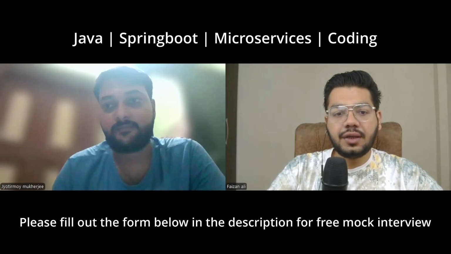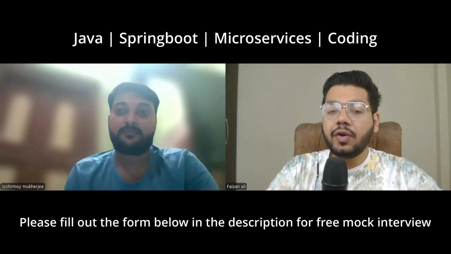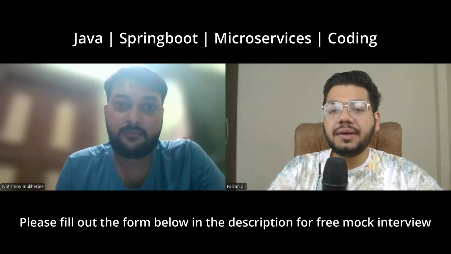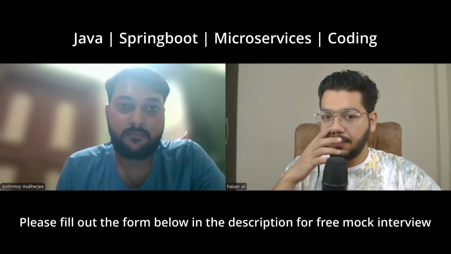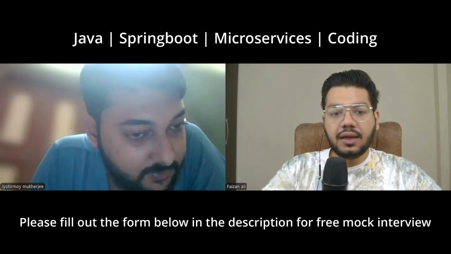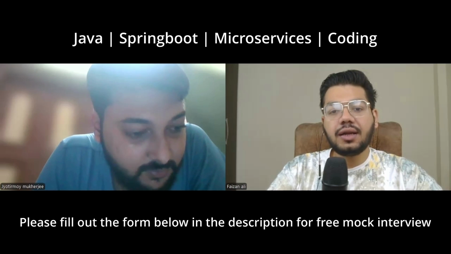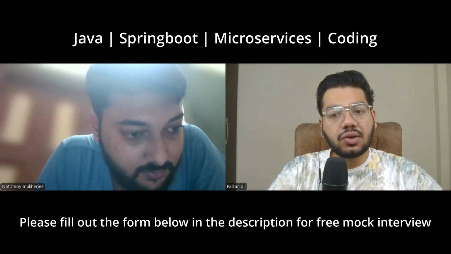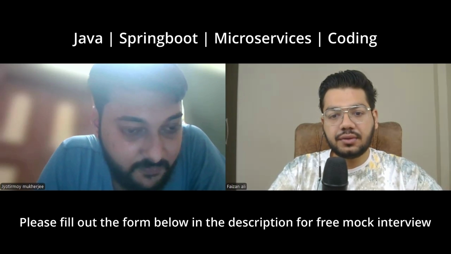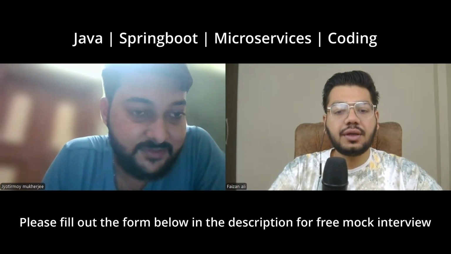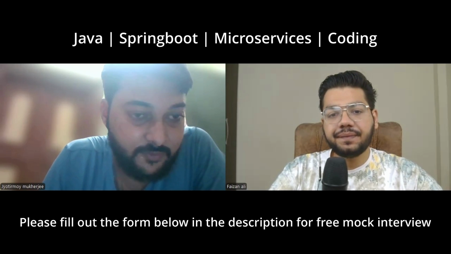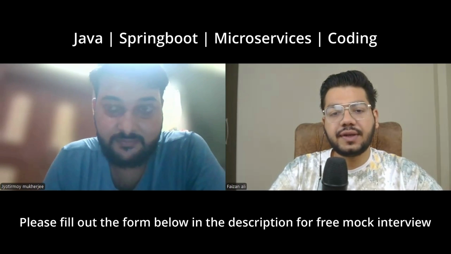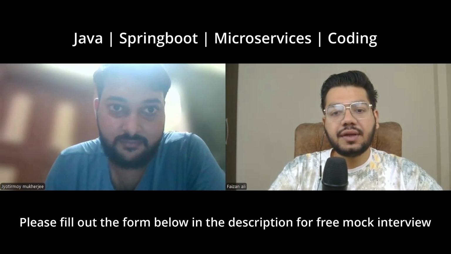Okay. So how would you inject a list of all beans implementing a common interface using the AutoWired annotation? Can you repeat once? How would you inject a list of all beans implementing a common interface using the AutoWired annotation? Not ever. Okay. Have you heard about the @Order annotation? No. Okay, it's fine. Moving ahead.